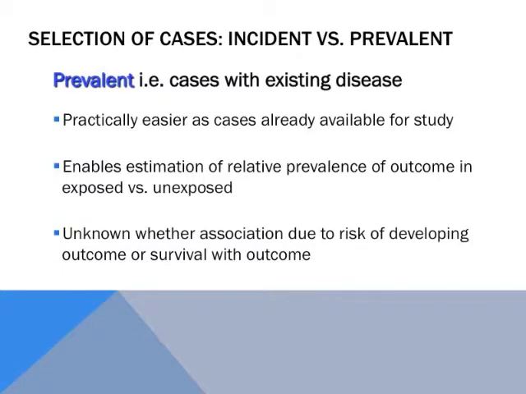Consequently, some case control studies, especially those of very rare diseases, use prevalent cases. This is practically easier as cases are already available for study. Although incidence rate cannot be calculated, the prevalence of outcome in the exposed and unexposed can be calculated. However, there's a risk of selection bias because it's unknown whether the observed association is due to the risk of developing the disease or survival with the disease. In our example, the investigators identified incident cases diagnosed between September 92 and May 94.